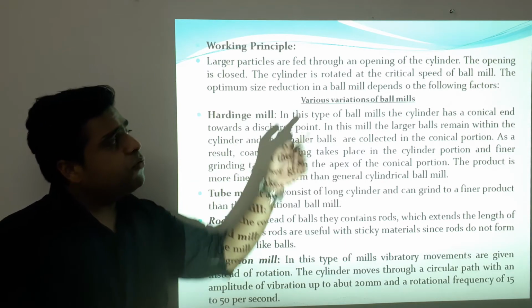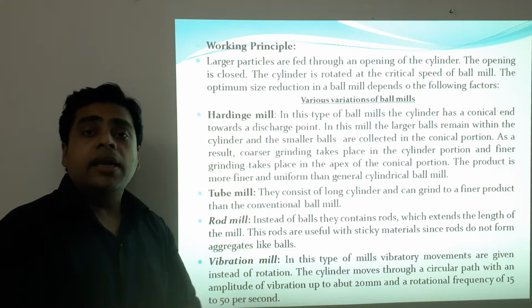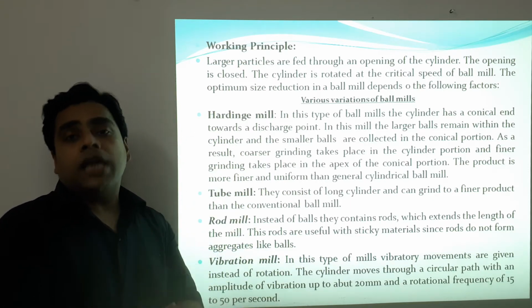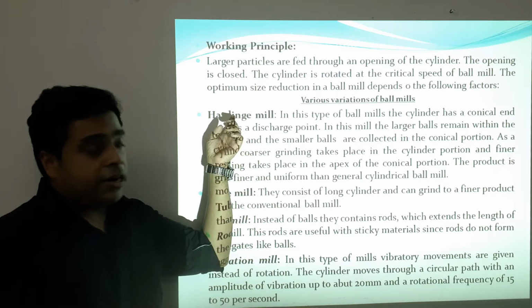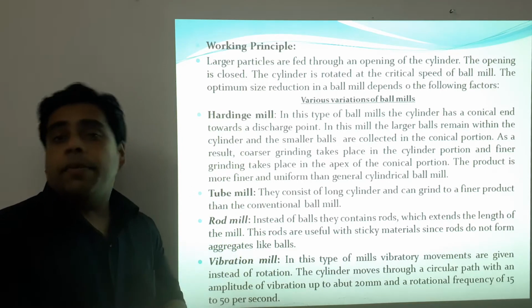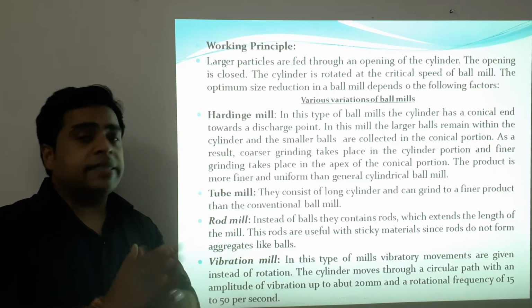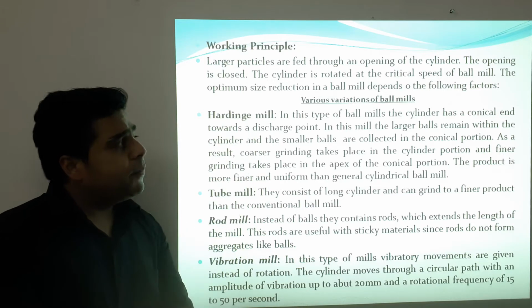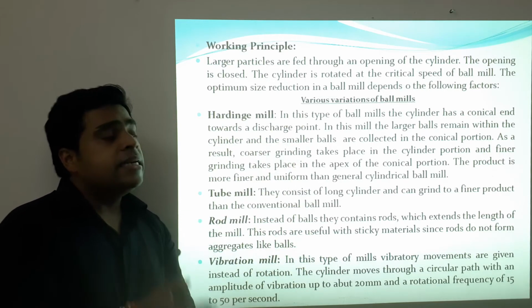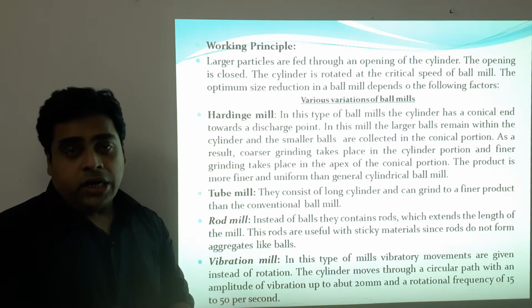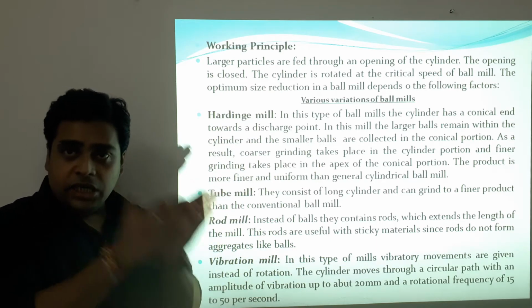But before that, let us move to certain variations of the ball mill. This ball mill can be structurally modified to a certain extent, for example a Hardinge mill, a tube mill, a rod mill or a vibration mill, and the basic principle is the same, only the design is somewhat different. In the Hardinge mill, what happens? In this type of ball mill, the cylinder has a conical end towards a discharge point. So it is slightly tapered at the discharge point.